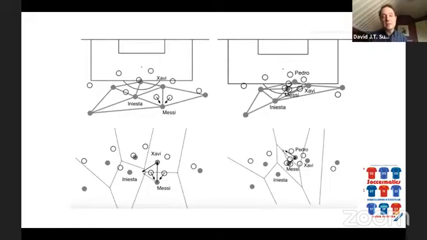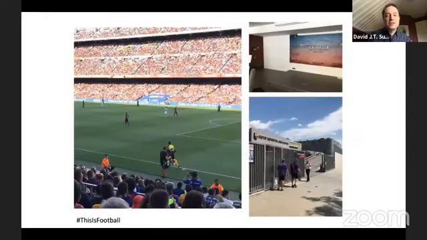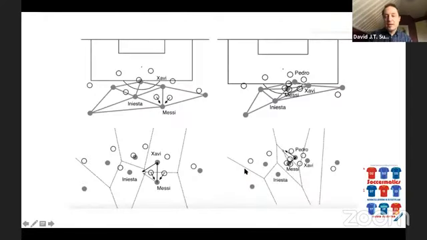Okay, so that's the theoretical background, and I like to tell this story because I wrote this in Soccermatics, and I by no means want to claim that I'm the first person ever to think about using Voronoi diagrams in football.